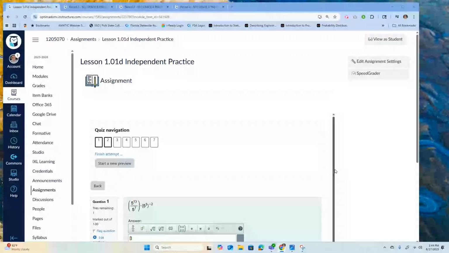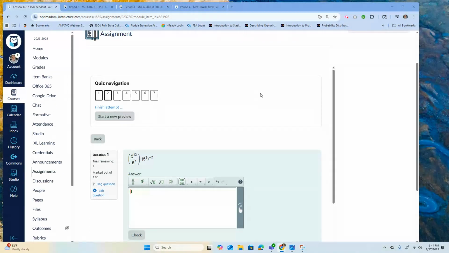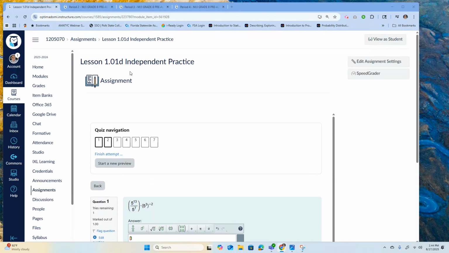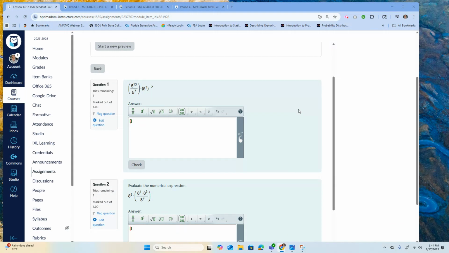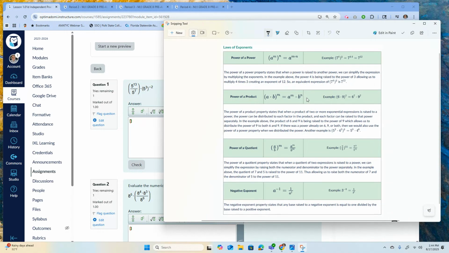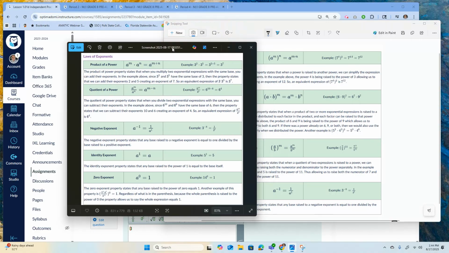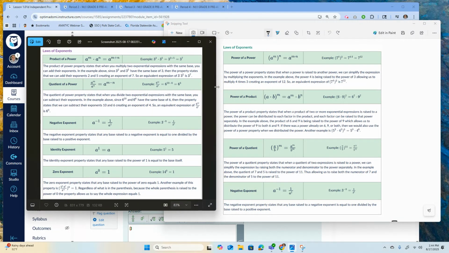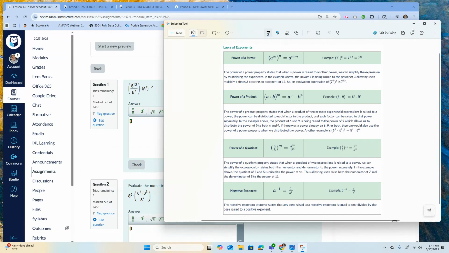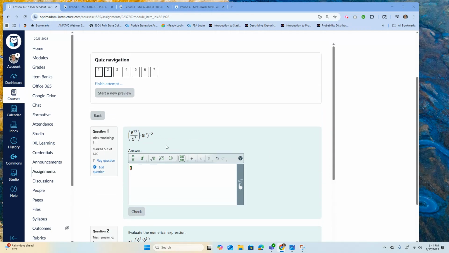All right, here I'm going to show you how you do problem number 1 and 2 from lesson 101D. Now in this lesson, you're going to notice that we're going to mix all the laws of exponents. So in other words, this and this, see, all of these laws are going to be mixed in the questions you're going to be doing in lesson 101D.